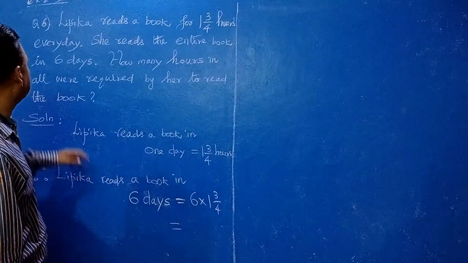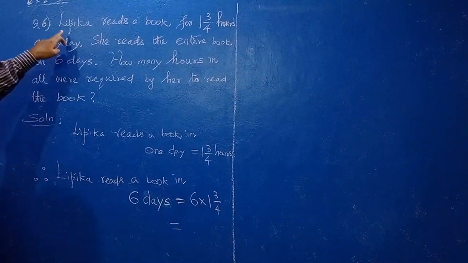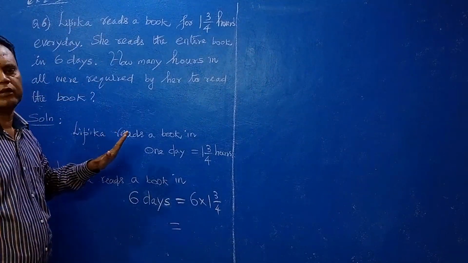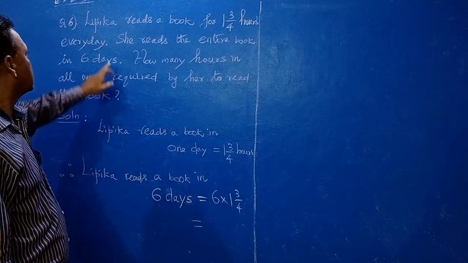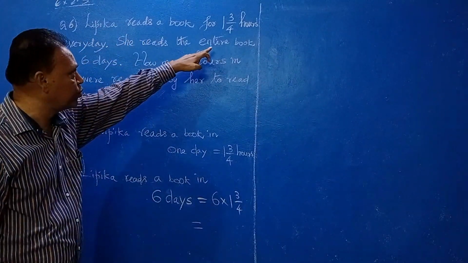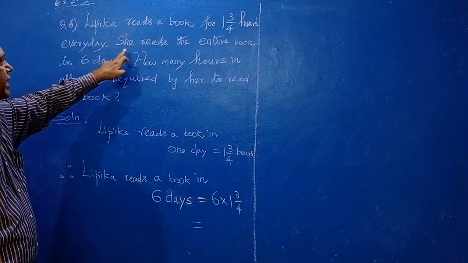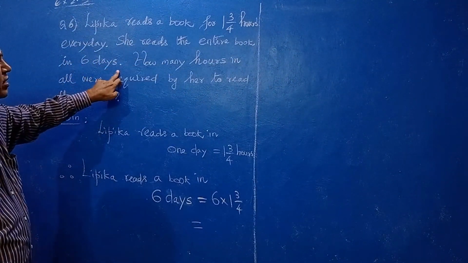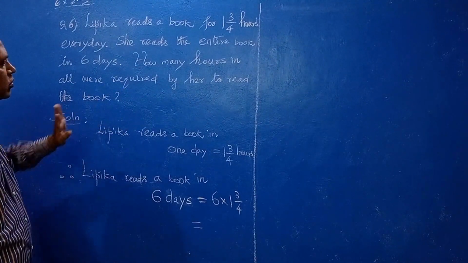You see the next problem, sixth problem, a statement problem. Okay. Read the problem properly. What is given in the problem? Deepika reads a book for 1 3/4 hours every day. She reads the entire book in 6 days. Then how many hours in all were required by her to read the book?